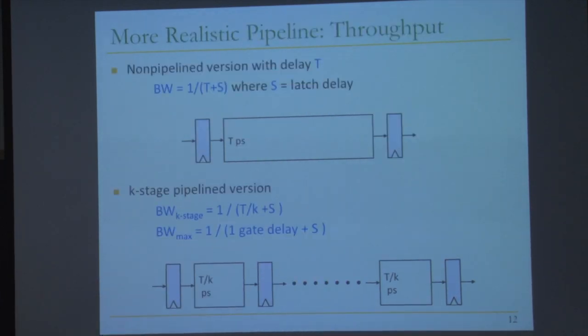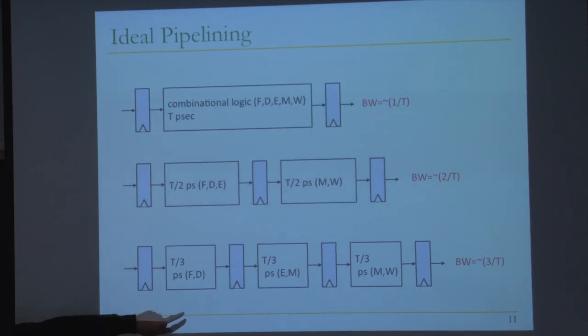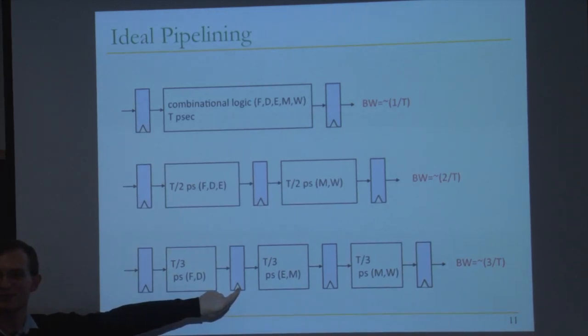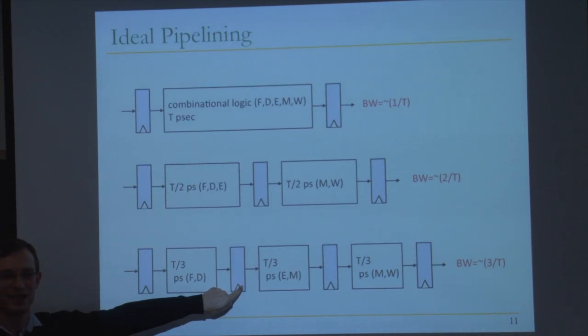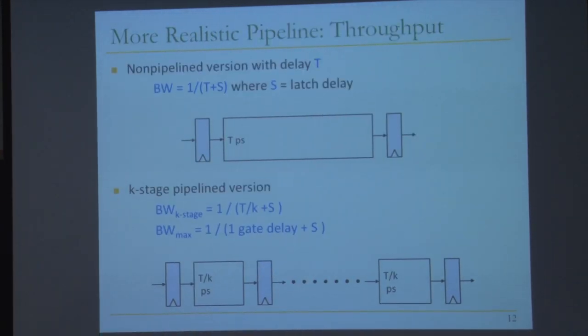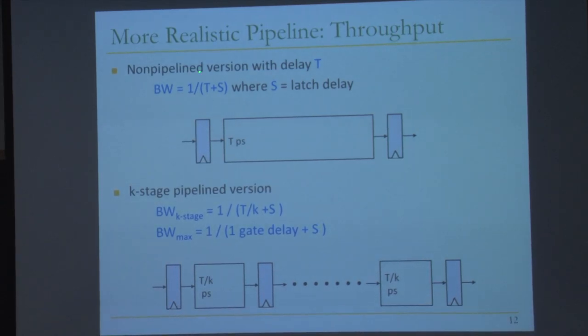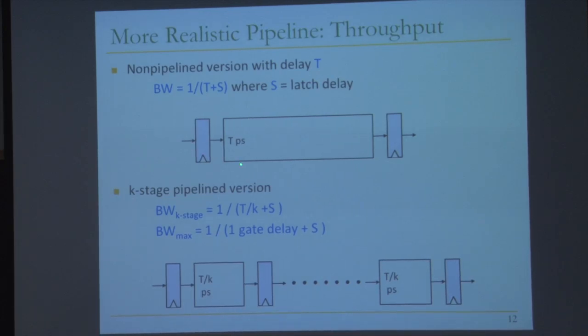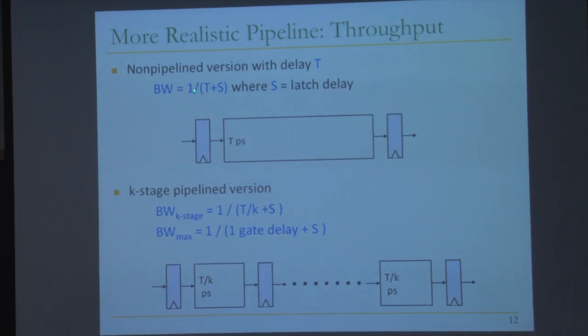Well, there's overhead, as you can see here. Obviously, this doesn't come free, this latch. It takes time to latch things, and it takes cost to latch things. So let's examine it with that time. If you have a non-pipelined version with delay t for an entire instruction processing, your real throughput is really 1 divided by t plus s, where s is the latch delay. That's a simplified form.